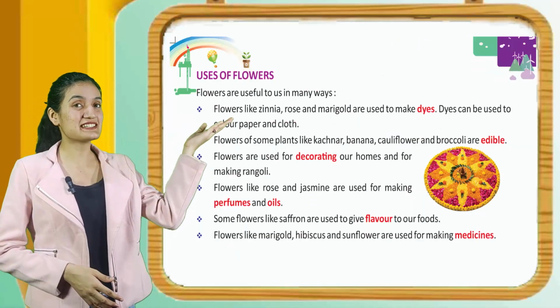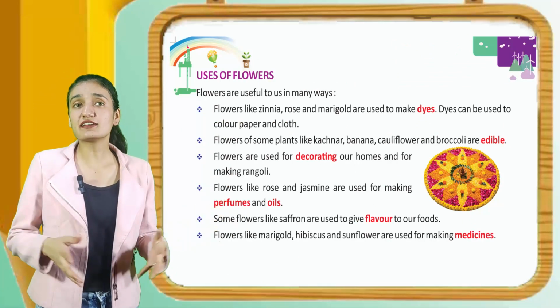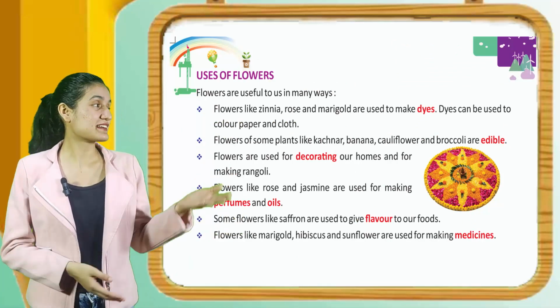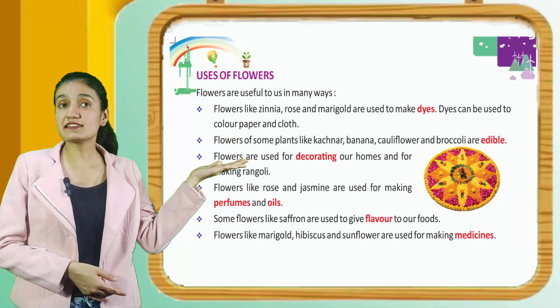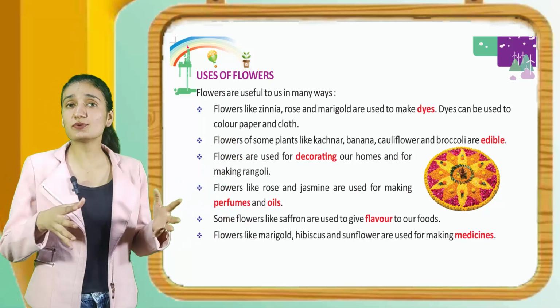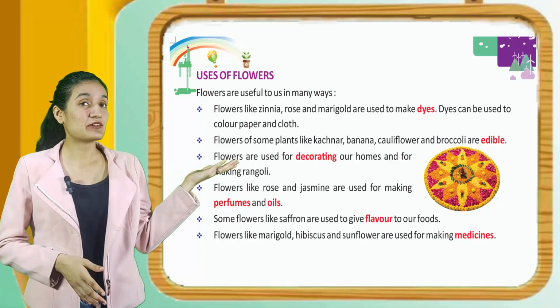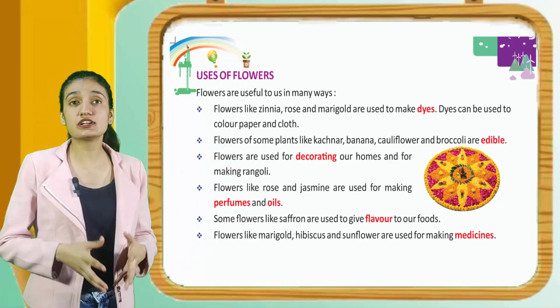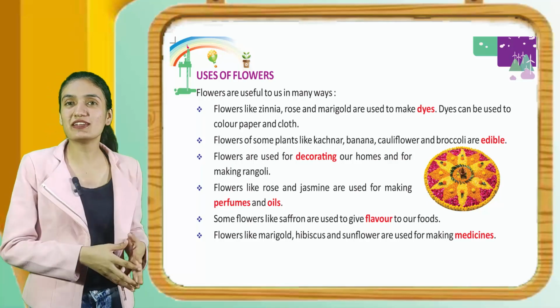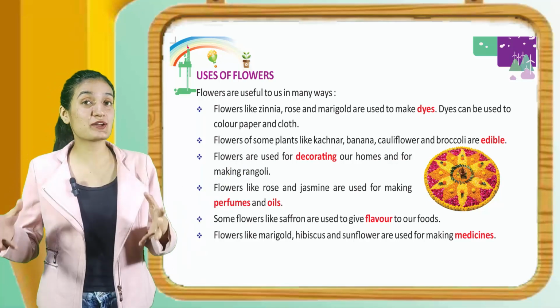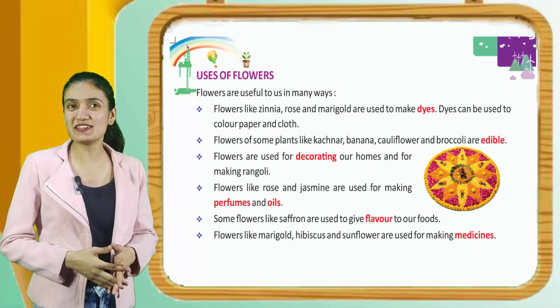Now, we will discuss the uses of flowers. Flowers are useful to us in many ways. Here you can see, flowers like zinnia, rose and marigold are used to make dyes. Dyes can be used to color paper and cloth. Flowers of some plants like kachna, banana, cauliflower and broccoli are edible. Flowers are used for decorating our homes and for making rangolis.